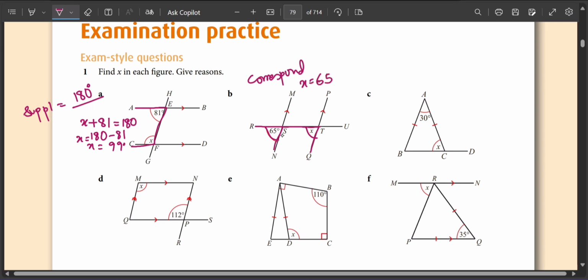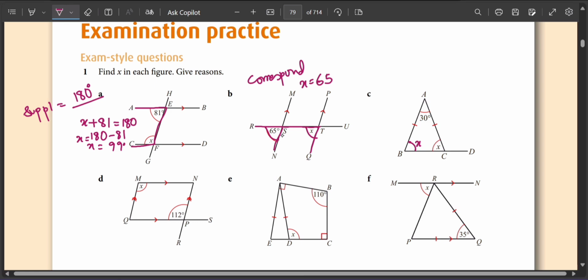Then in the C part, we have this shape. This is 30 degrees, this is an isosceles triangle, and this is x. So we know that in isosceles triangles, when there are two lines of equal length, the angles are also equal. So these two are x and x as well.